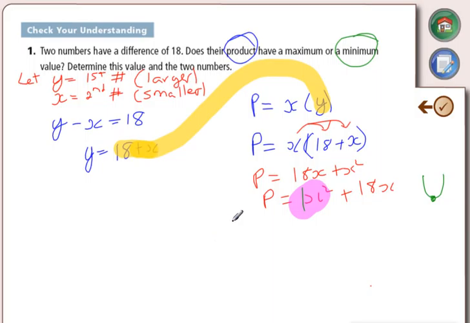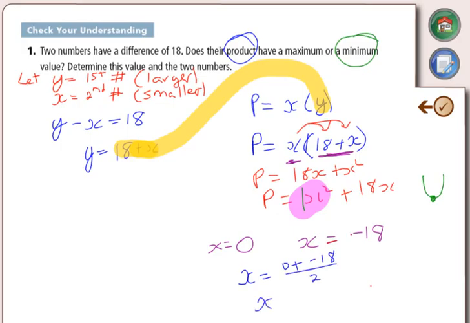We're just going to take it and say we've got 0 as our first x-intercept. We've also got as our second x-intercept, negative 18. Halfway in between, that's the number we're looking for. So x equals 0 plus negative 18 over 2. Our x value of the vertex is negative 9. And that's going to be the first answer. That's going to be the answer for x. The value of x is negative 9.